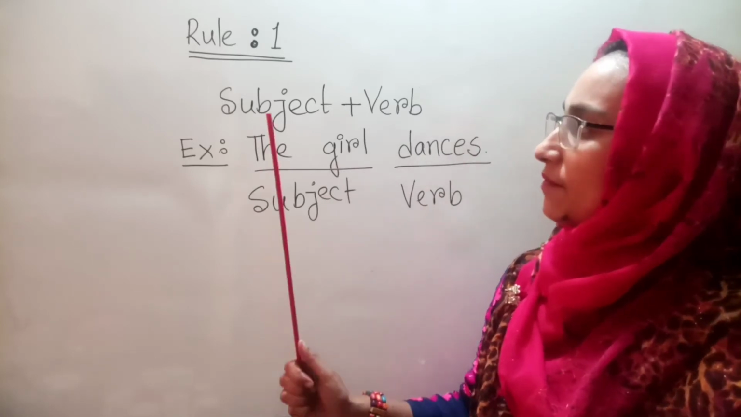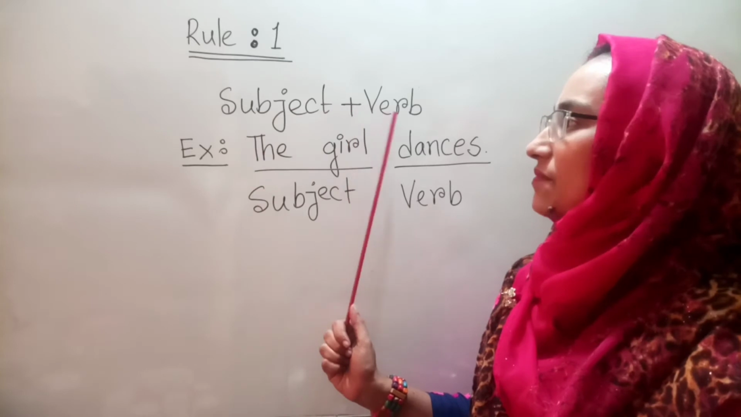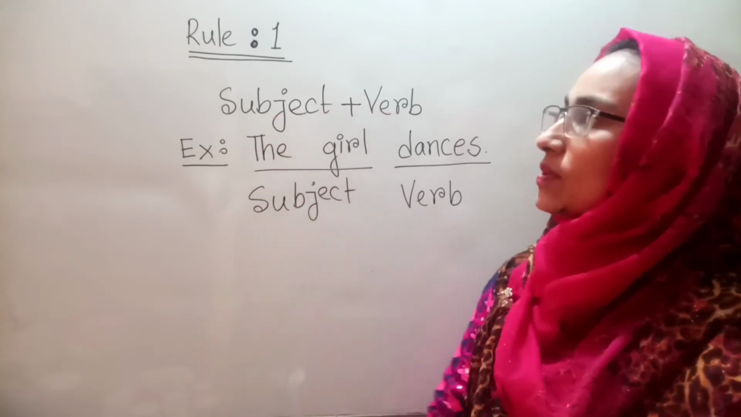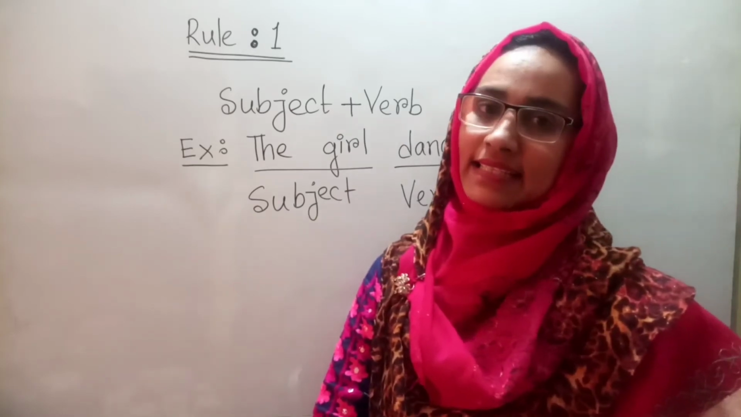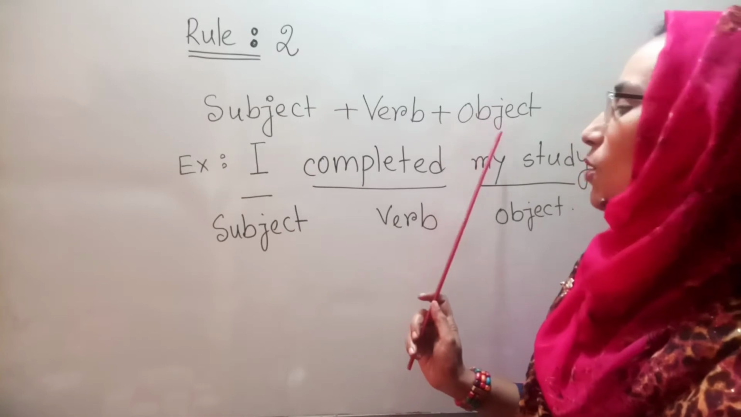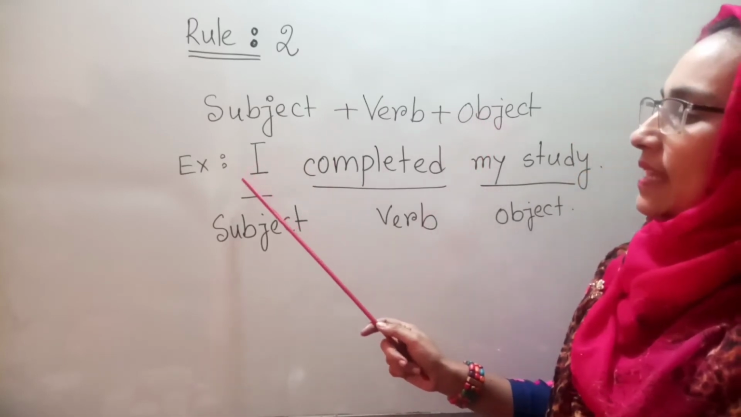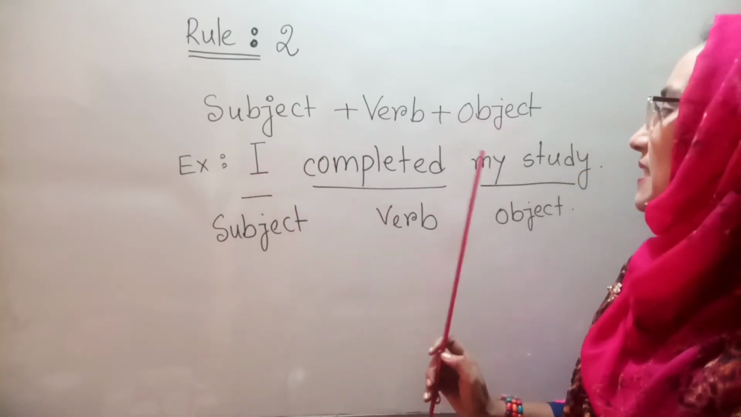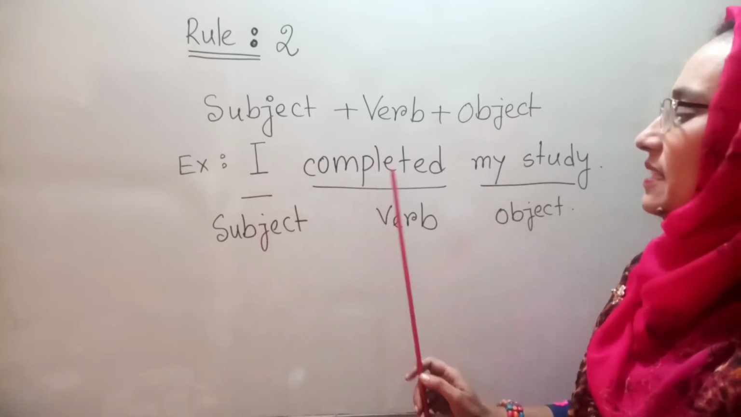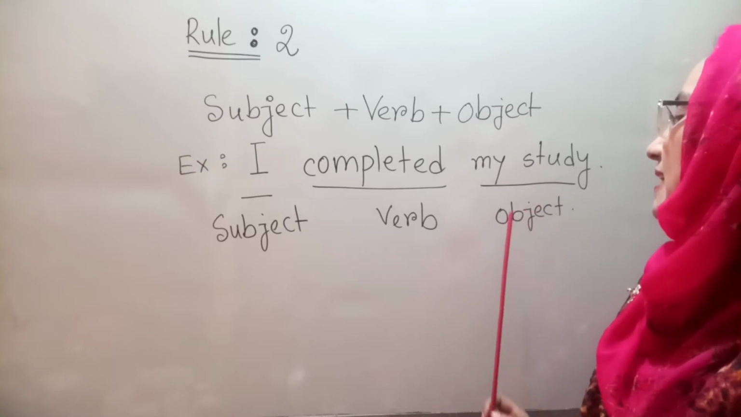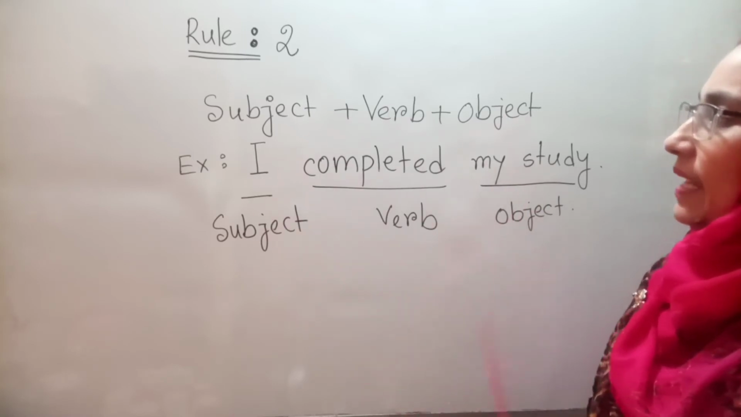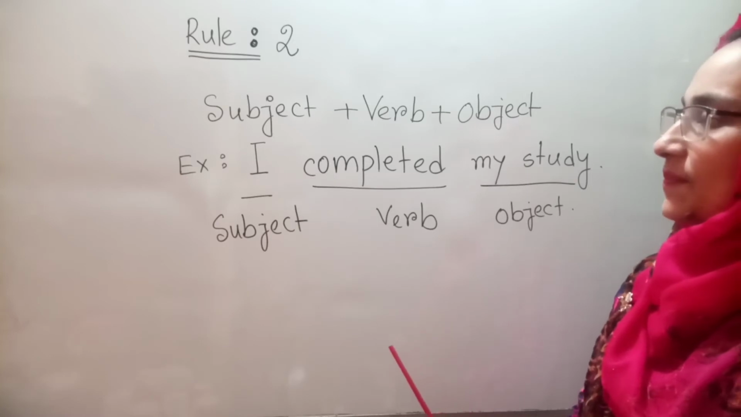So, my first rule is subject plus verb. By following these rules, you can make sentences. My second rule is subject plus verb plus object. The example is I completed my study. Here I is subject, completed is verb and my study is object. So in this way we can make a sentence.